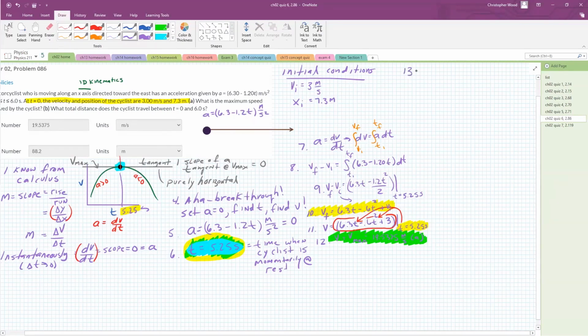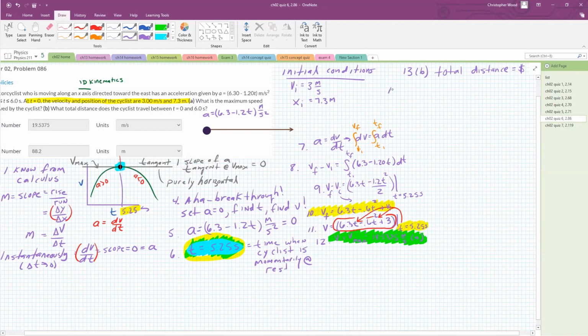Step 13 is part B. And part B is saying total distance. So what's total distance? I'll just write it like that. Total distance traveled by this motorcyclist from 0 to 6 seconds. Total distance equals $sign. $sign is the money variable. That's the variable I'm after.